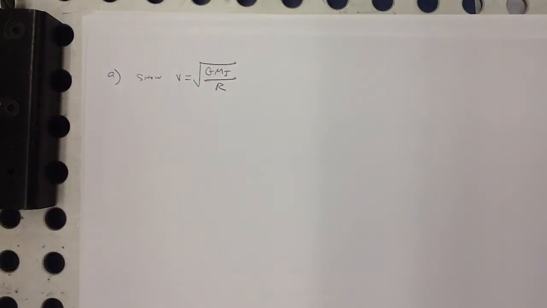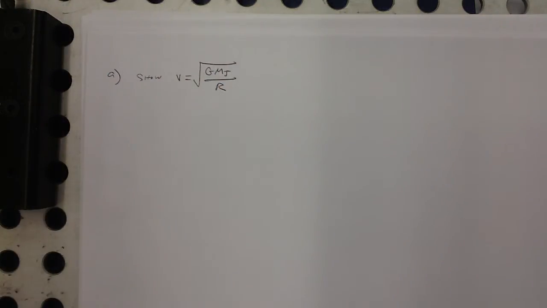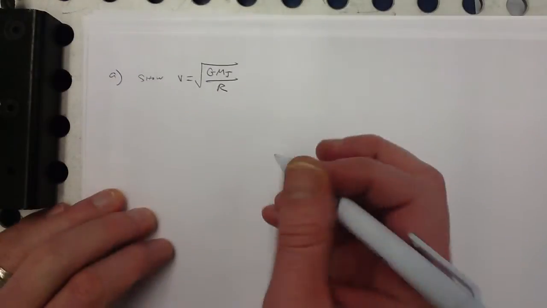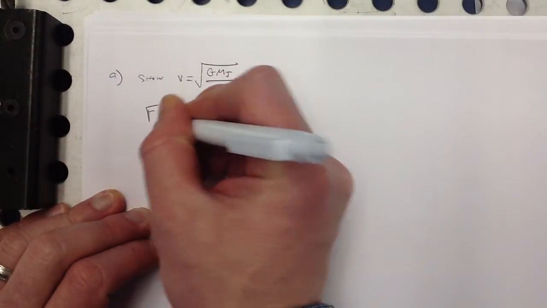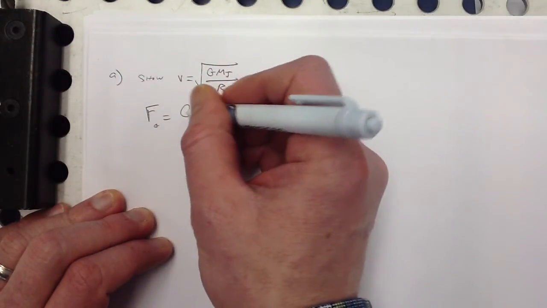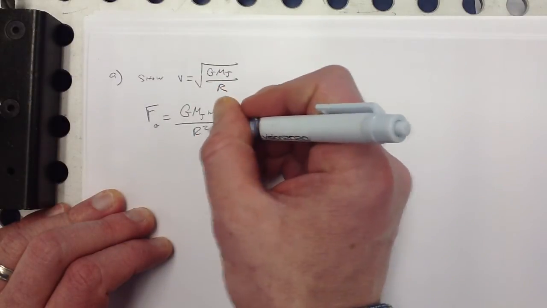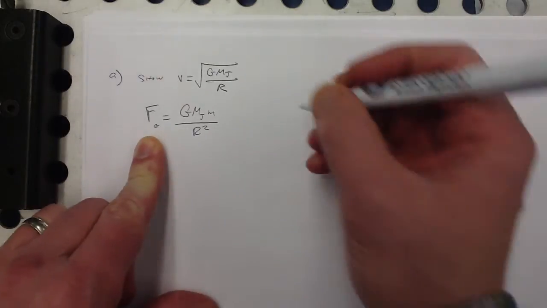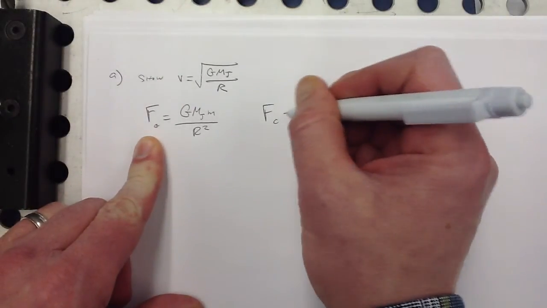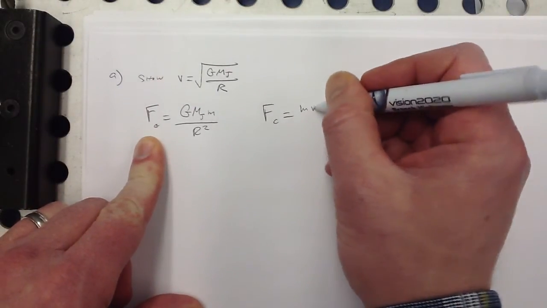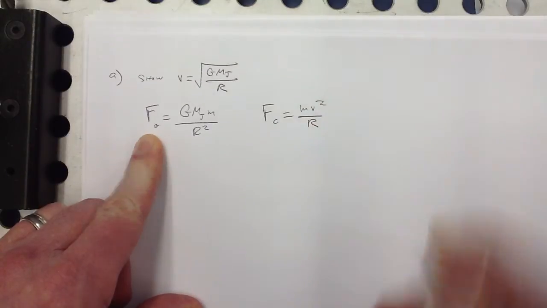Well, we know that equation. We just have to derive it here. So you could look at your notes, I guess. But we know that this started from gravitational force is equal to G M m over r squared. And we know if the thing's moving in a circle, that centripetal force is equal to m v squared over r.